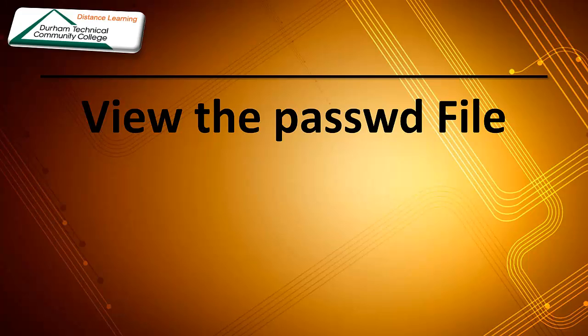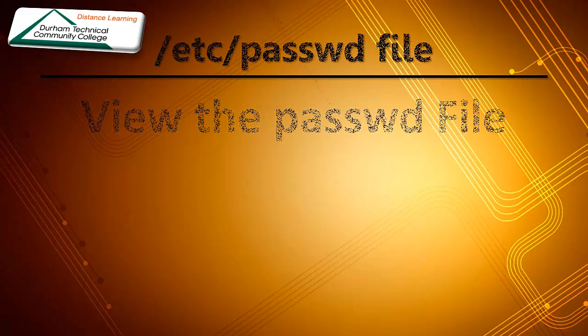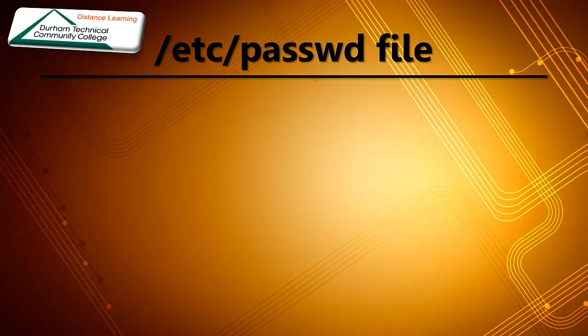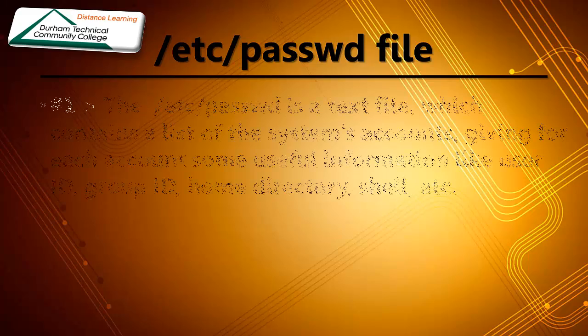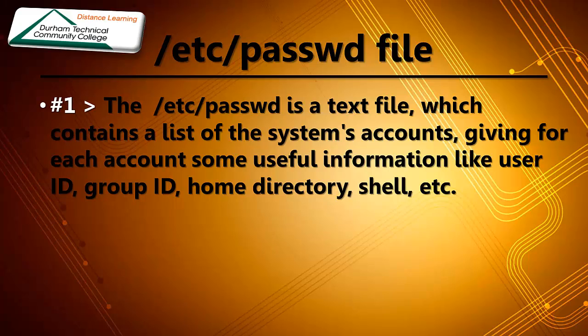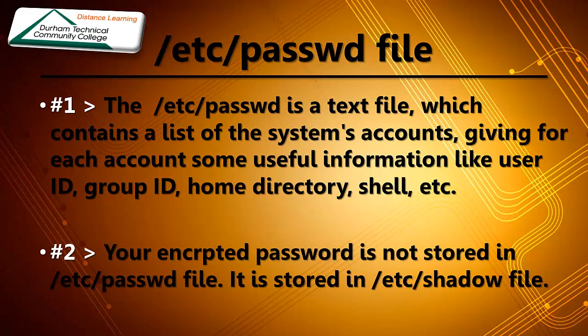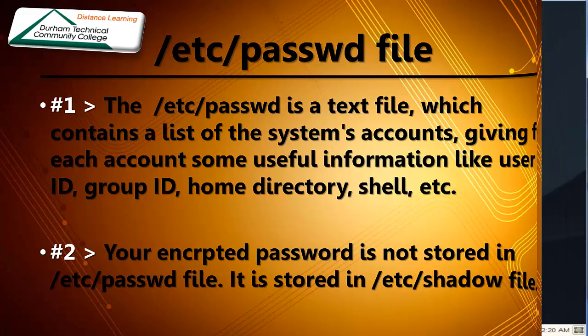Before viewing the password file, let us understand what it contains. The /etc/passwd file stores essential information for user accounts, which is required during login. It is a text file that contains a list of system accounts, with an entry for each user account. It has useful information like user ID, group ID, home directory, and a lot more. Note that the user's encrypted password is not stored in this password file. It is stored in the /etc/shadow file.